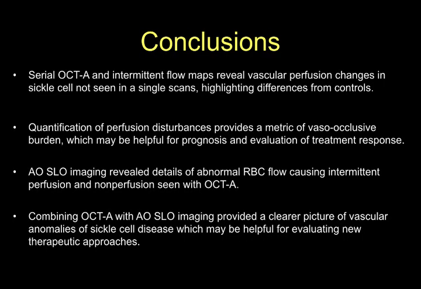In summary, serial OCTA and intermittent flow maps reveal vascular perfusion changes in sickle cell not seen on single scans, highlighting differences from controls. Quantification of perfusion disturbances provides a metric of vaso-occlusive burden, which may be helpful for prognosis and evaluation of treatment response.